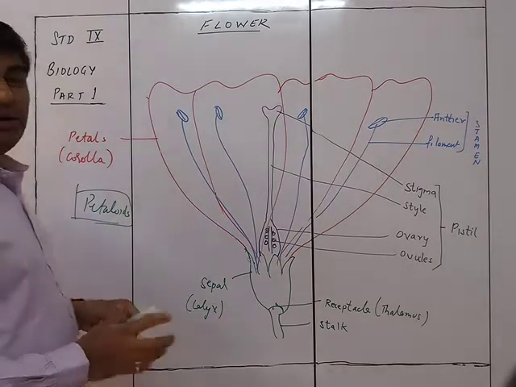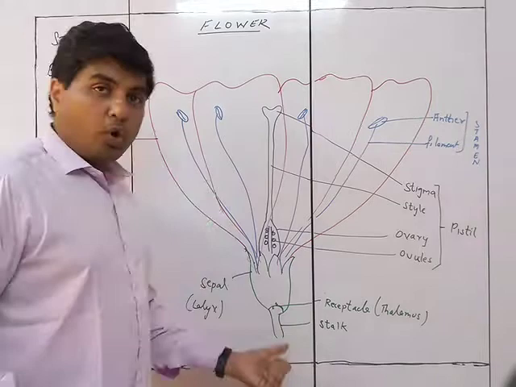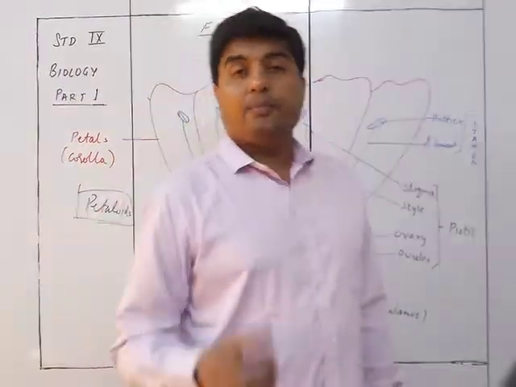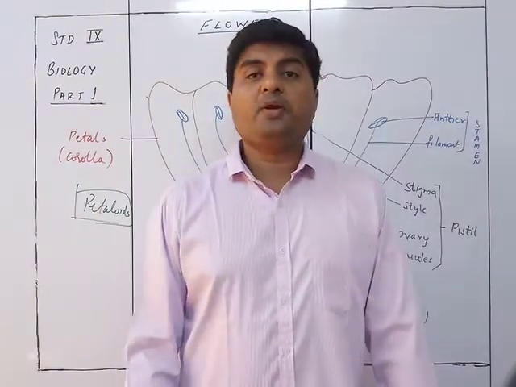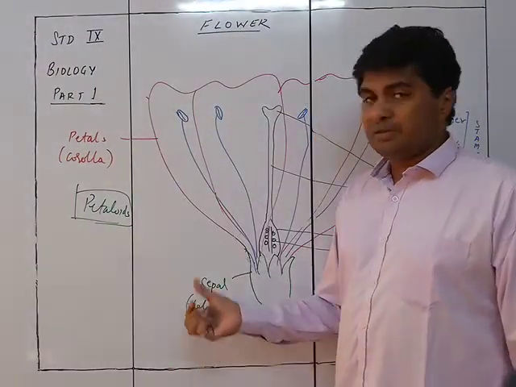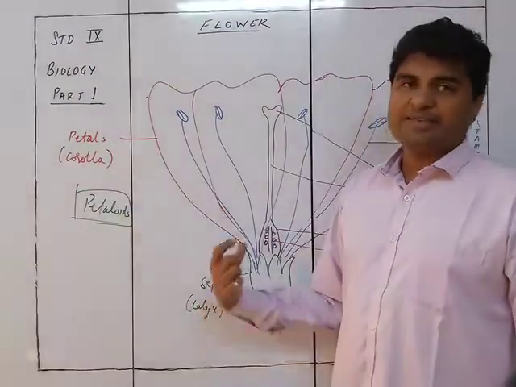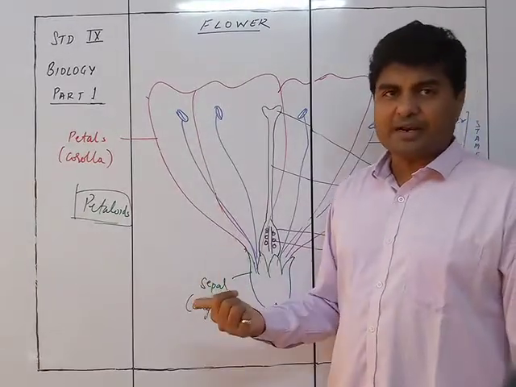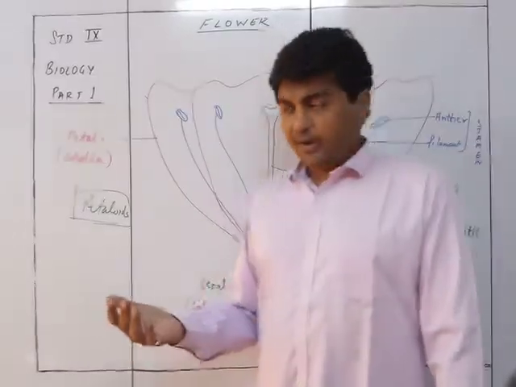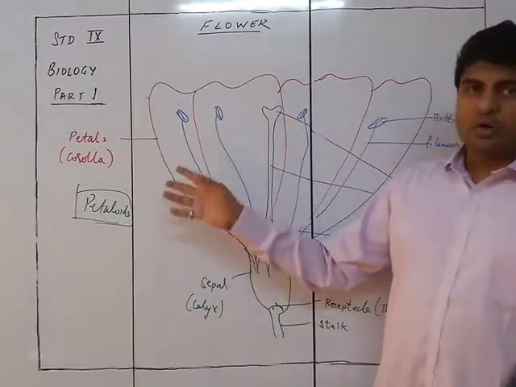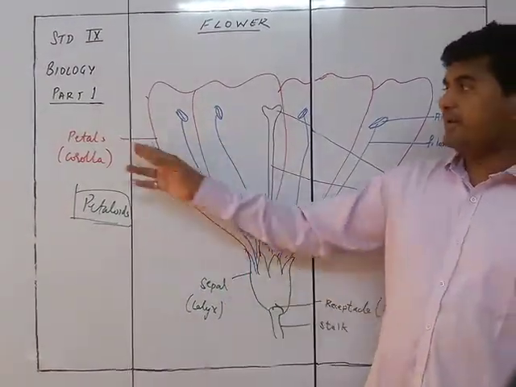But if both the petals as well as the sepals are green in color, they will be called sepaloid. Petaloid is from petal and sepaloid is from sepal. Sepals are green in color, so if both are green, the perianth will be sepaloid. If both are colored, then it is a petaloid.